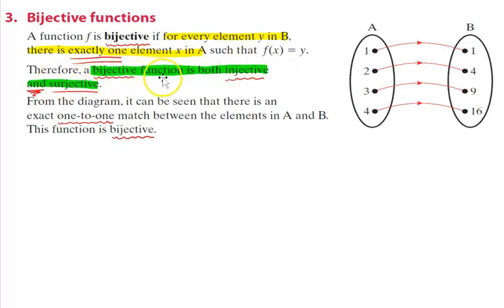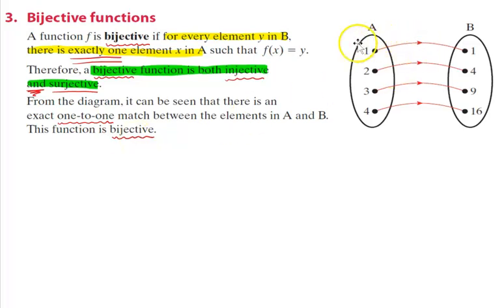Therefore, a bijective function is both injective and surjective. That's why it's called bijective, because it's both. From the diagram, it can be seen that there is an exact one-to-one match between the elements in A and B. This function is bijective.